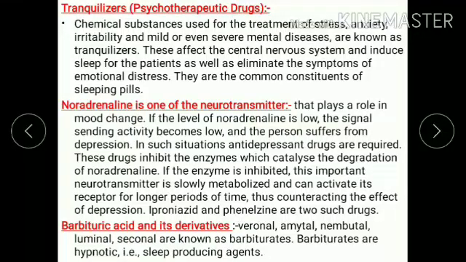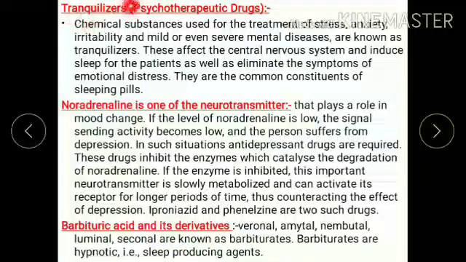The third one is barbituric acid and its derivatives. Examples of barbituric acid derivatives are veronal, amytal, nembutal, luminal, and seconal. Barbituric acids are hypnotic and sleep producing agents.